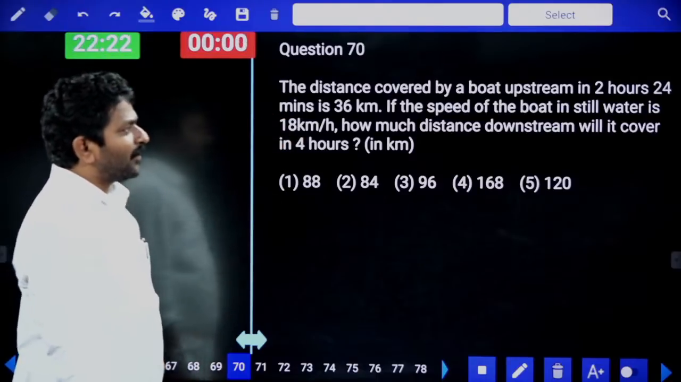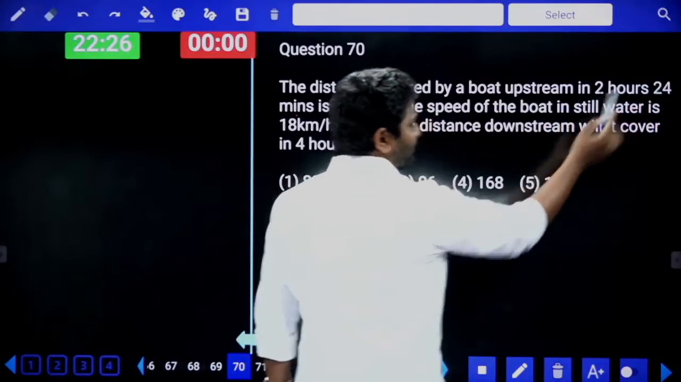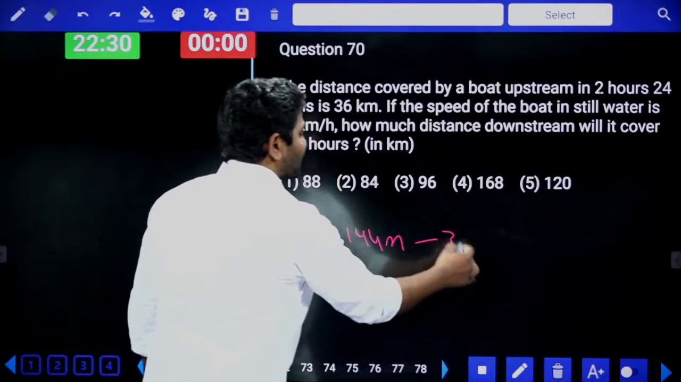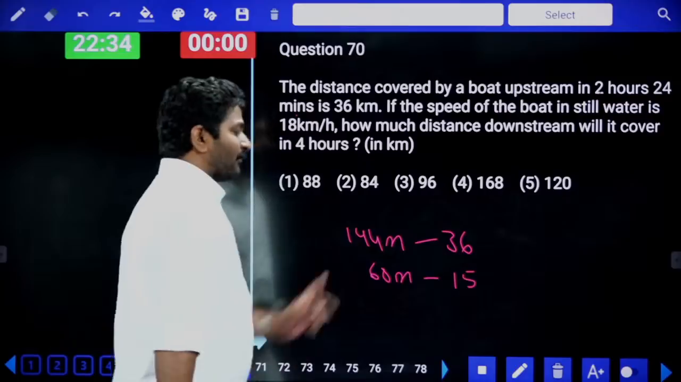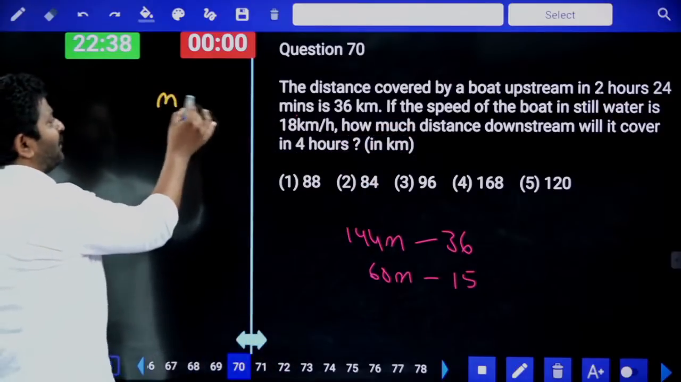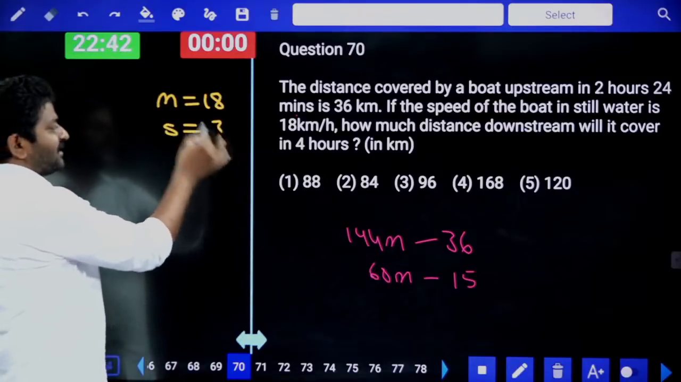Distance covered by the boat upstream in 2 hours 24 minutes. 120 minutes plus 24, that is 144 minutes. And distance covered 36. In 60 minutes, that is equal to 15 km per hour. Speed of the boat in still water is 18. M is equal to 18. M minus S is equal to 15. Hence S is equal to 3.